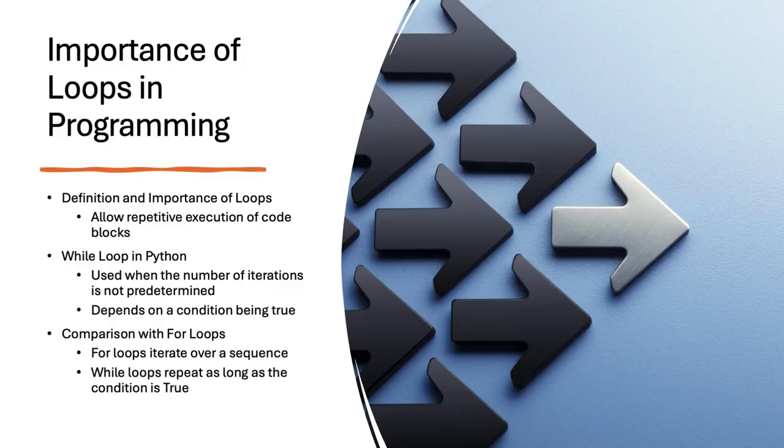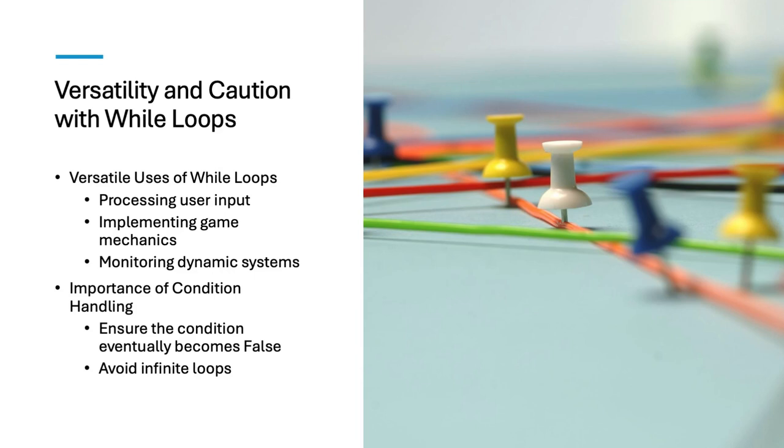Loops are essential in programming for repetitive tasks. In Python, while loops are used when iterations depend on a condition. Unlike for loops, which iterate over sequences, while loops continue as long as the condition is true. While loops are versatile, handling tasks like user input, game mechanics, and system monitoring. However, ensure the condition becomes false to avoid infinite loops.